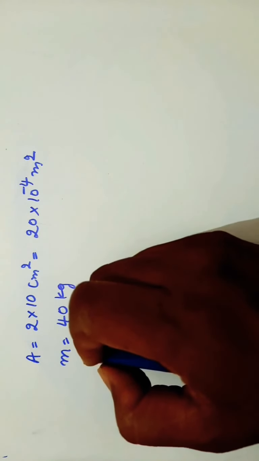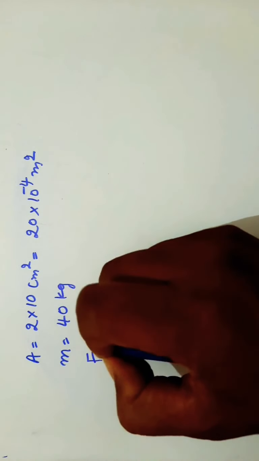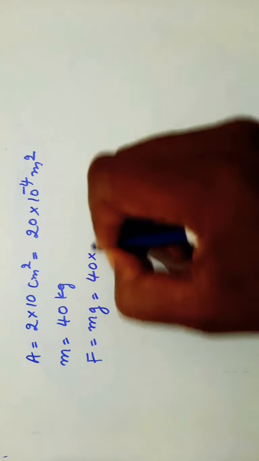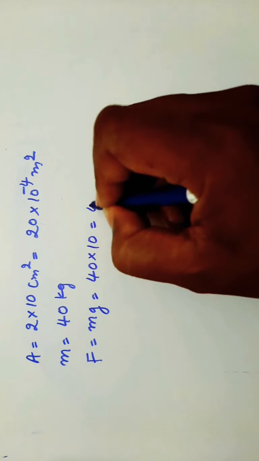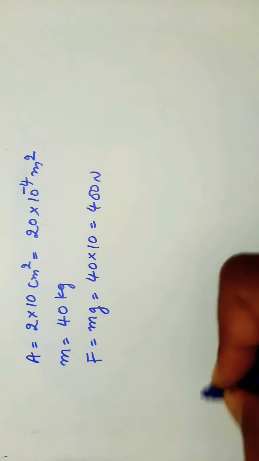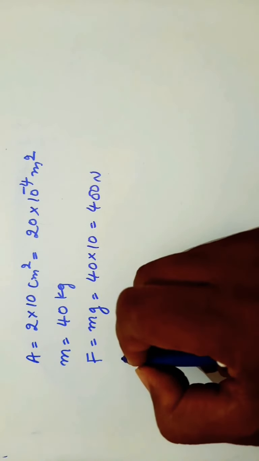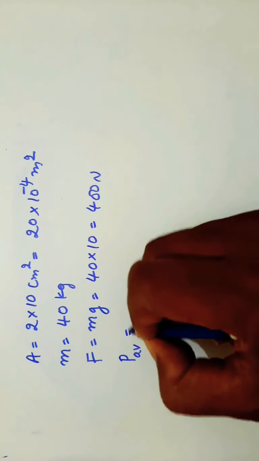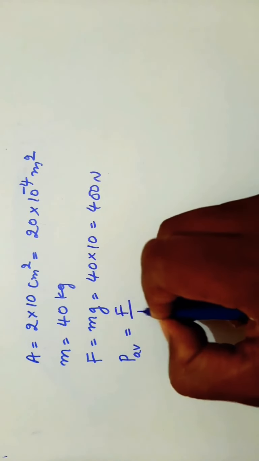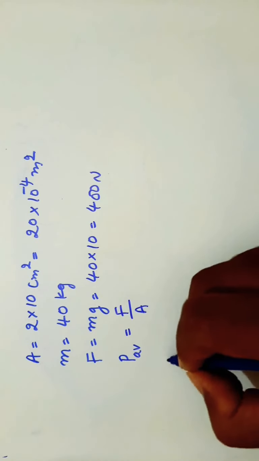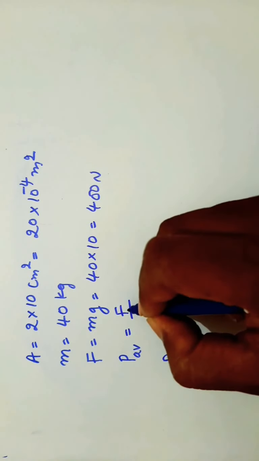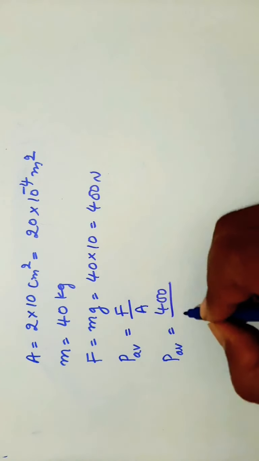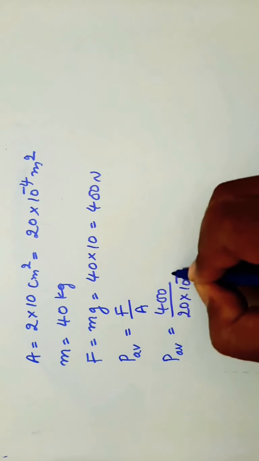Here, weight on the femur, that is force, is mg. So 40 into, here g is 10, that is 400 Newton. So here we have to find average pressure on femur, that is P average is equal to force per area. So that is equal, here F is given, that is 400 by area, which is 20 into 10 to the power of minus 4.